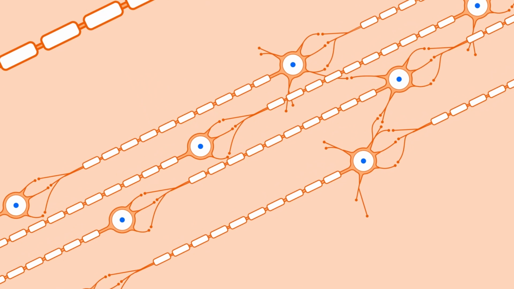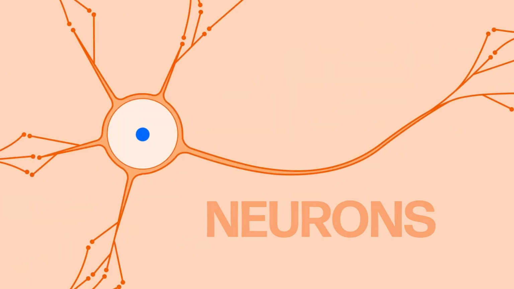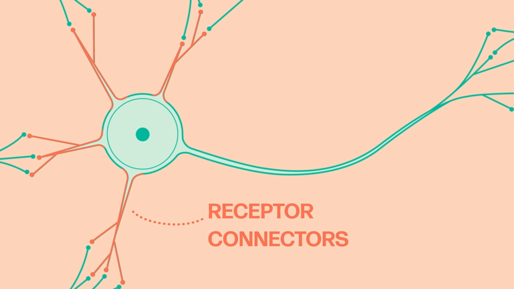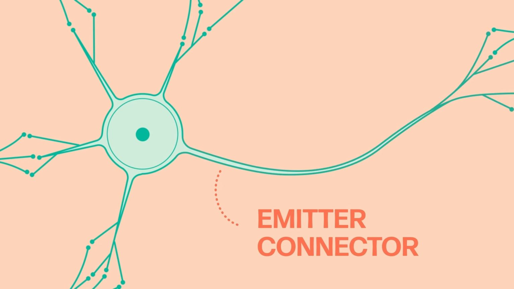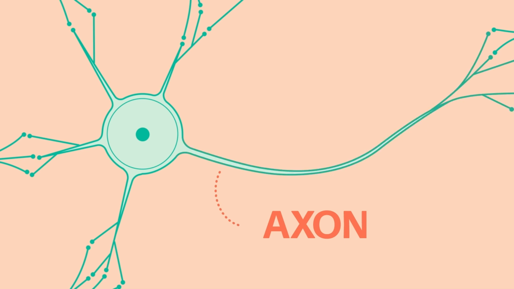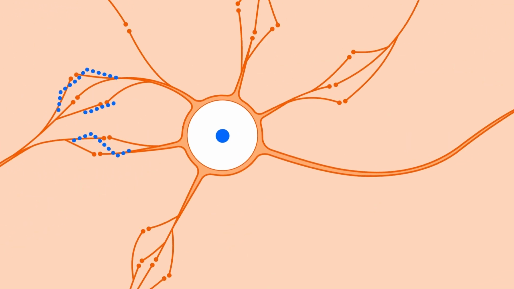Neurons. Neurons are made up of receptor connectors that receive information from other neurons, a cell body, and an emitter connector that sends information to the other neurons or to the muscles. This connector is called the axon. When functioning normally, the neuron receives a stimulus, causing it to generate an electrical current that travels along the axon to reach the next neuron.